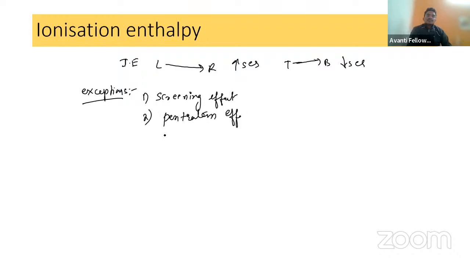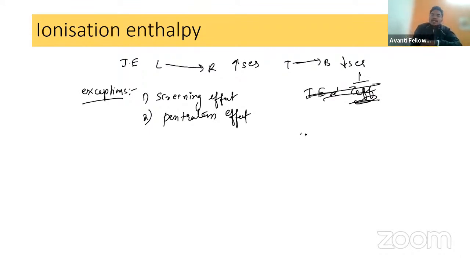Okay, so there are some exceptions we are going to see. Very most important, ionization enthalpy is directly proportional to Z effective and inversely proportional to screening effect. The more the screening effect, the more the ionization enthalpy will be. So that is inversely, directly proportional to Z effective. No, inversely proportional to Z effective, because more the Z effective, the electron will be stable.